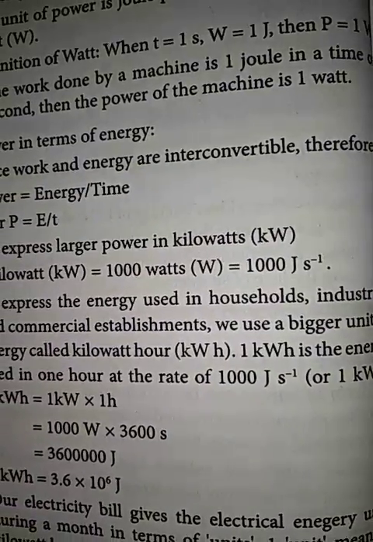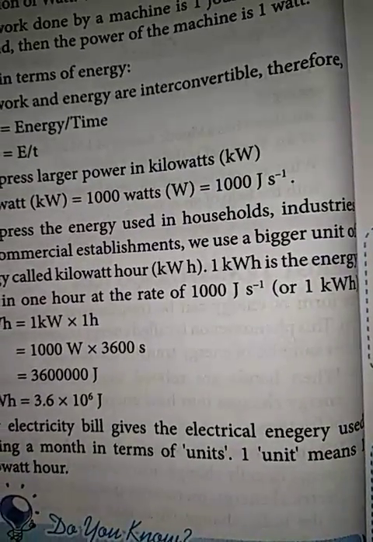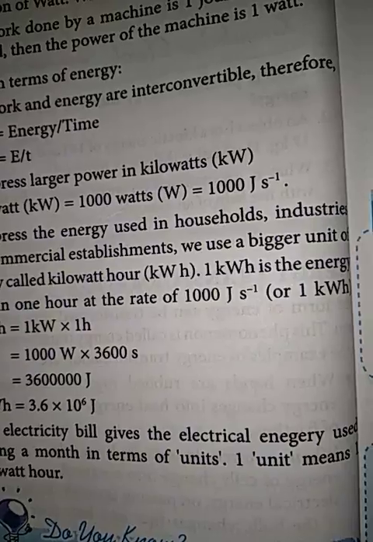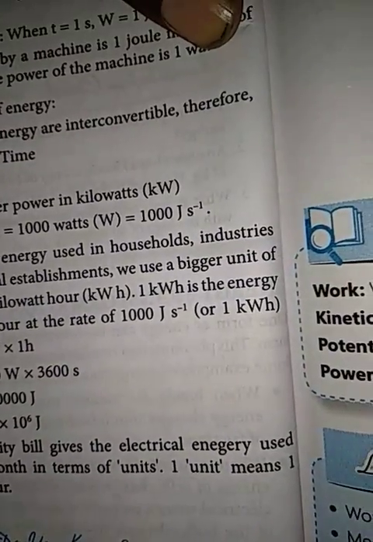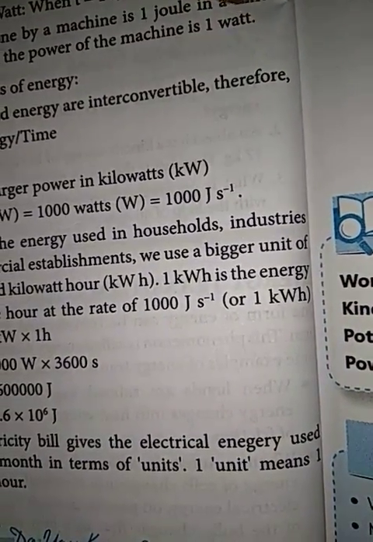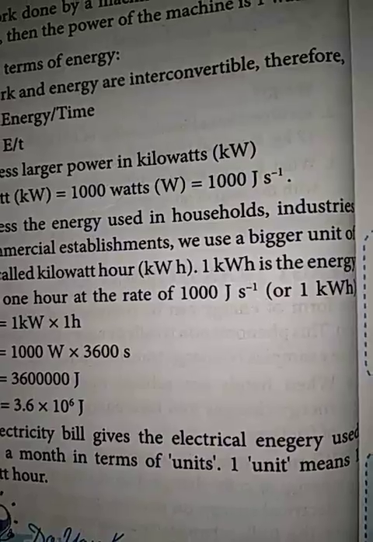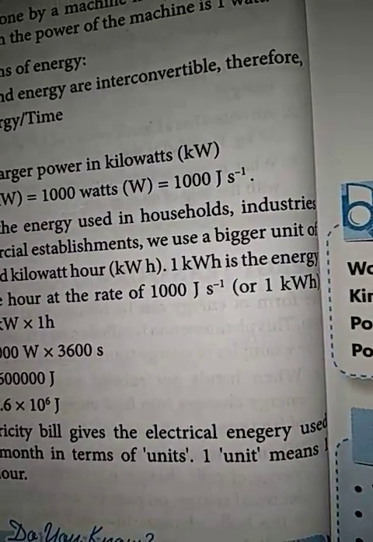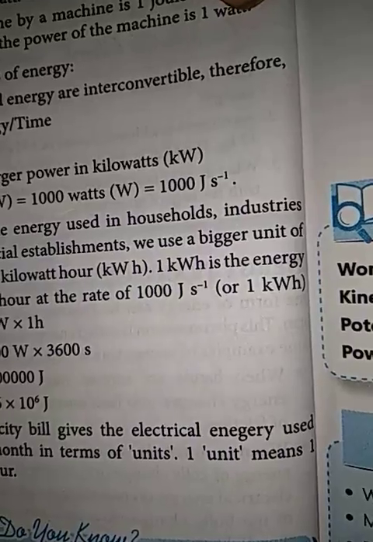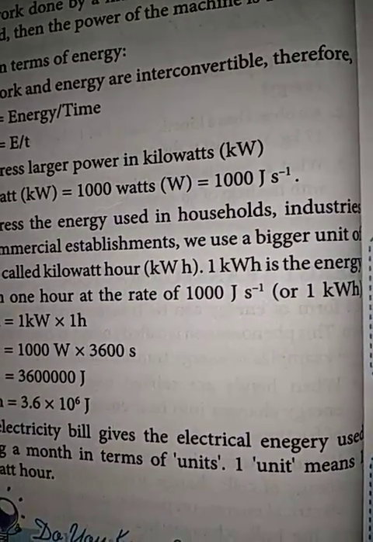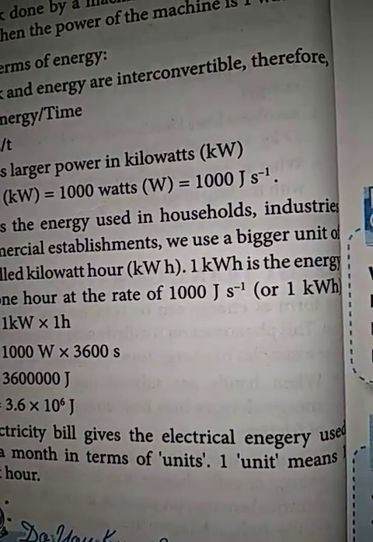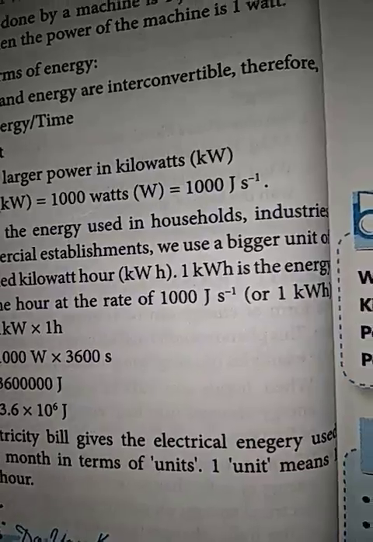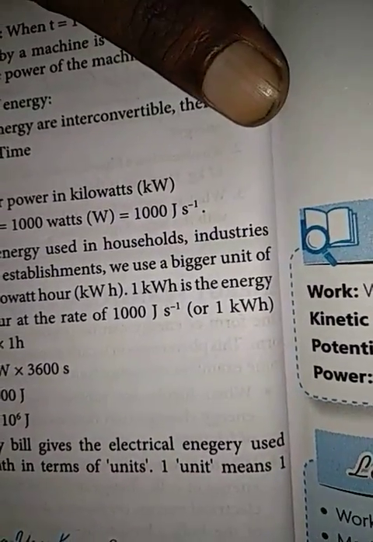To express energy in households, industries, and commercial establishments, we use a bigger unit of energy called kilowatt hour. Symbolically, we represent it as small k, capital W, and small h: kWh. So 1 kilowatt hour is the energy used in 1 hour at the rate of 1000 joule per second.